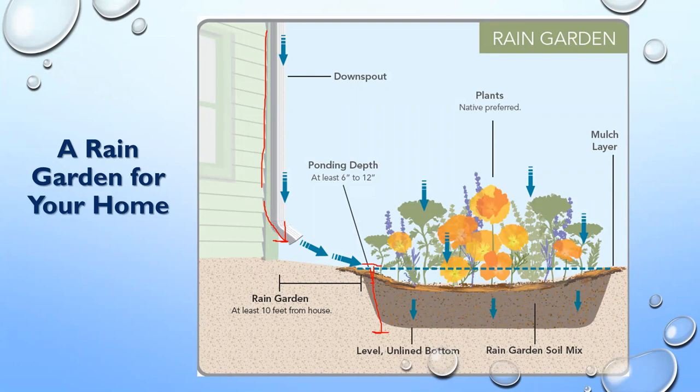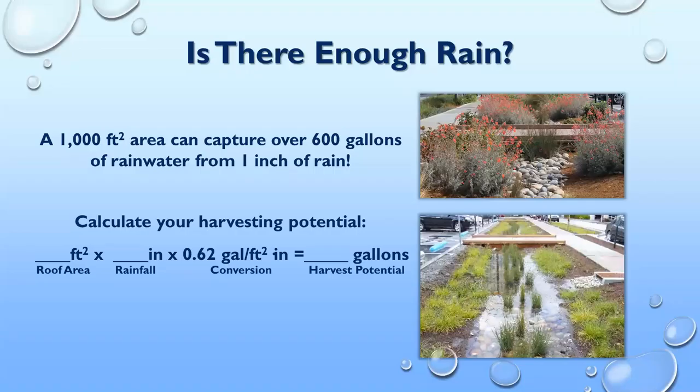But one of the things that everybody always asks me is, is there really enough rain for it to be worth it? We live in the Bay Area. We don't get much rain. So the answer simply is yes, absolutely. If you have a 1,000 square foot area, you're going to capture over 600 gallons of water in a 1-inch storm. And here's an equation so you can calculate your harvesting potential.